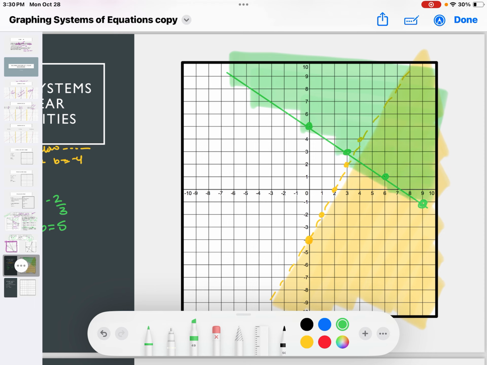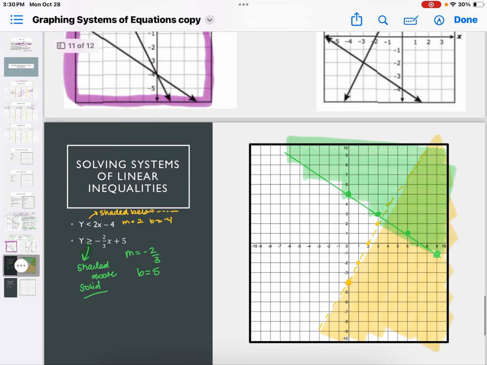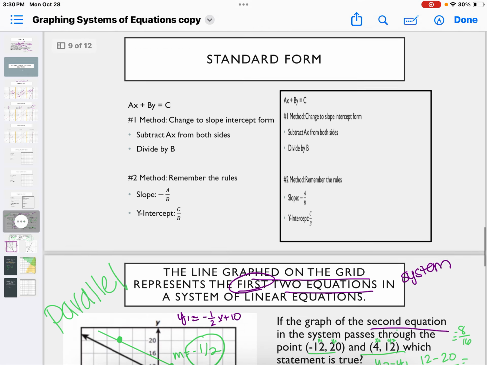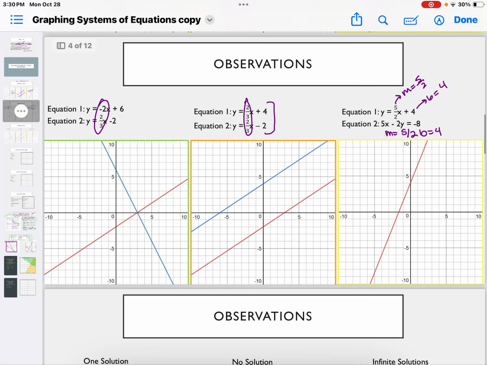Okay, so hopefully that was pretty fine. On the maze, you were graphing everything, trying to find their solutions.